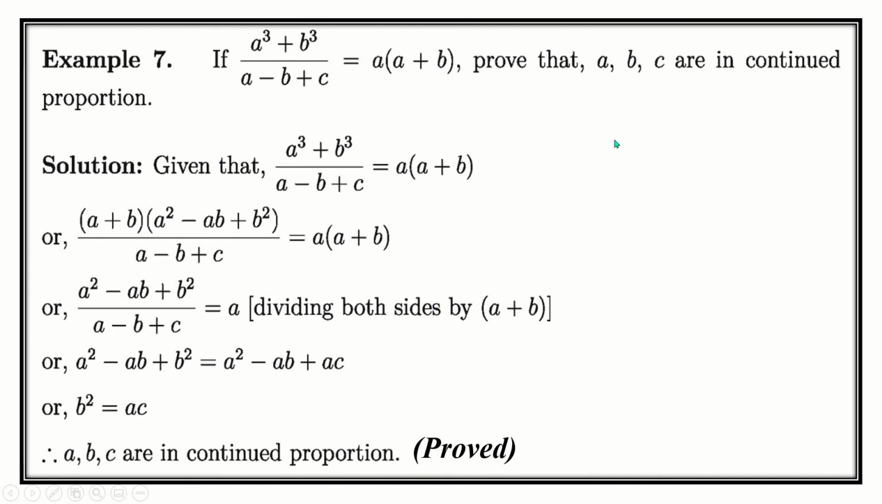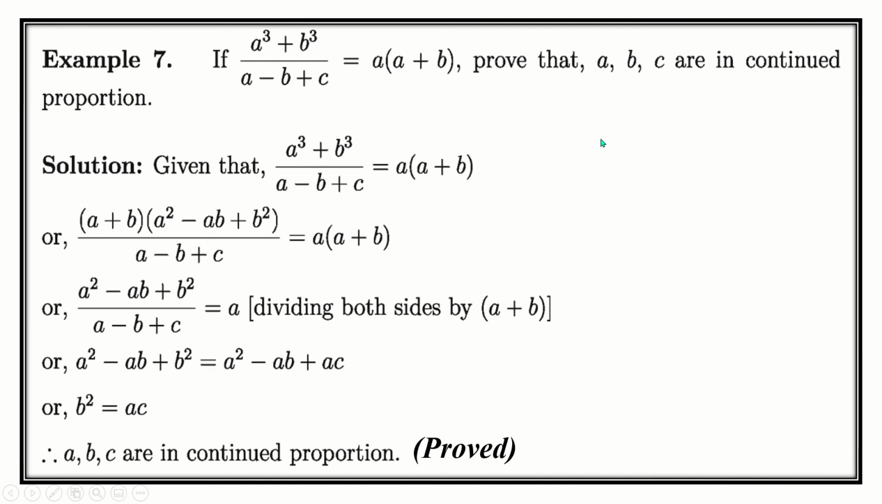That means a is to b equals b is to c, or 1 is to 2 equals 2 is to 3, or 1 is to 5 equals 5 is to 3. That means the second element of the first ratio and the first element of the second ratio are equal. Or we can also write a is to b equals b is to c, meaning a by b equals b by c.